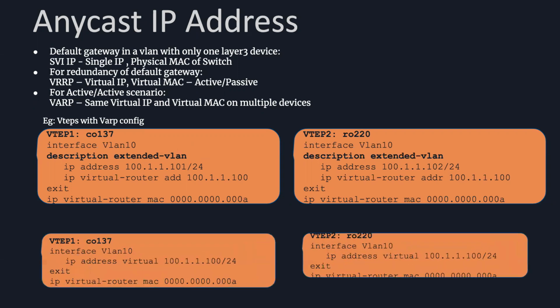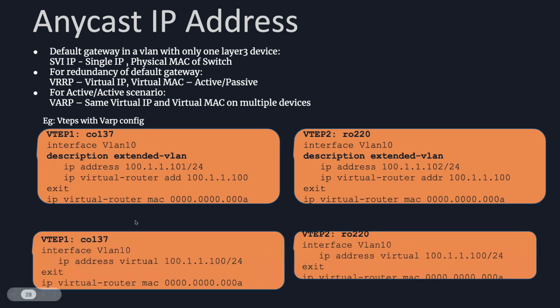Another possibility is to configure IP address virtual, where we don't have to give a physical IP address. We can directly give the virtual IP address only, and the virtual MAC, which should be the same. So both of these should be the same across all the VTEPs. Okay. Any question on this?